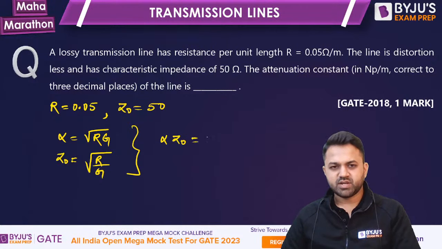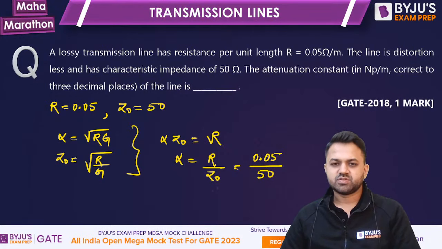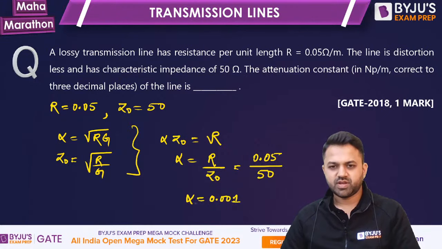So alpha into Z naught is R. So we want to calculate alpha. Alpha is equal to R upon Z naught. R is 0.05 and Z naught is 50. So from here, you can tell the value of alpha, which is 0.001.